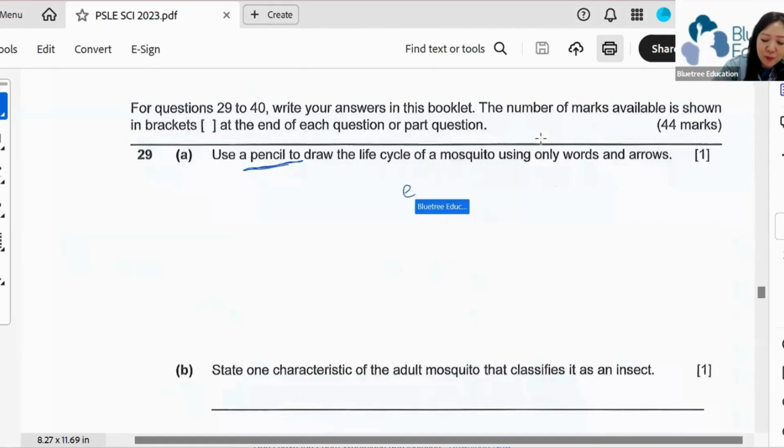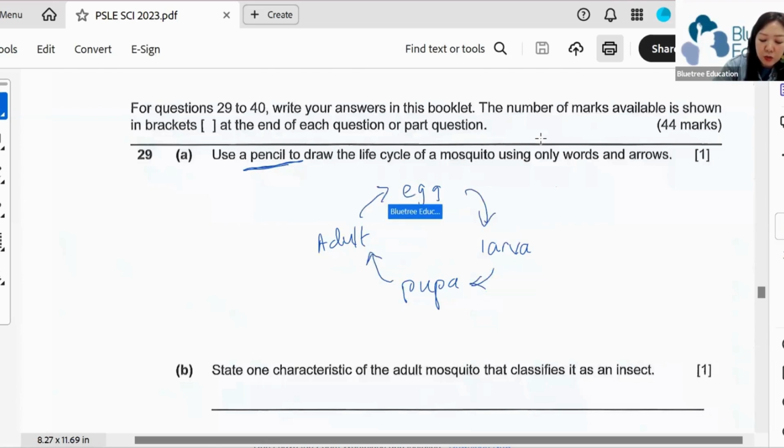So we all know a mosquito starts with an egg and then becomes a larva. It becomes a pupa and of course then an adult. So when I draw the arrow, be sure to remember your arrowhead, because some children will forget to draw the arrowhead. They only draw the lines. So here goes, and this is 1 mark. All good? All right, let me go on to the next question.